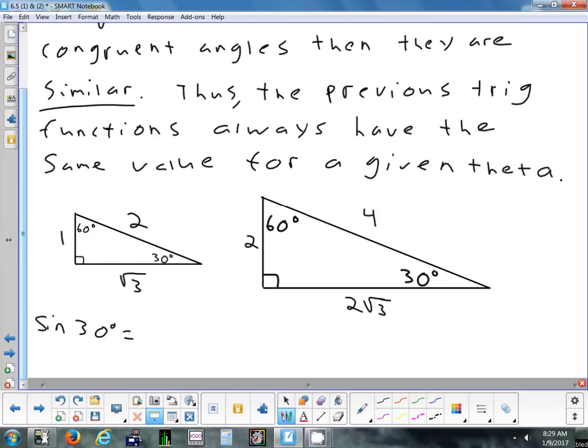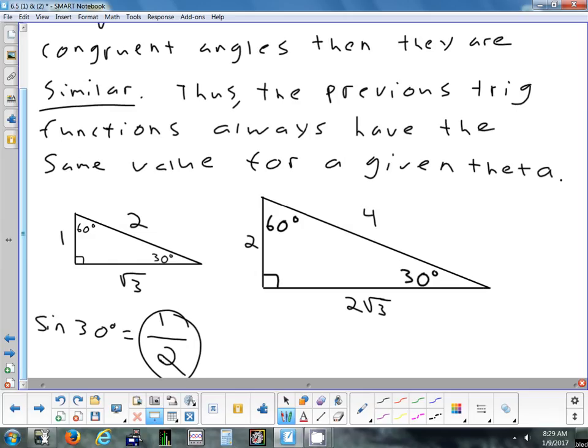So sine is opposite over hypotenuse. What side is opposite the 30? And what's the hypotenuse? 2. So in the small triangle, the sine of 30 is 1/2. And that is to scale, the best I could diagram. These are actual numbers that would make a 30, 60, 90 triangle. These aren't just random numbers I picked.